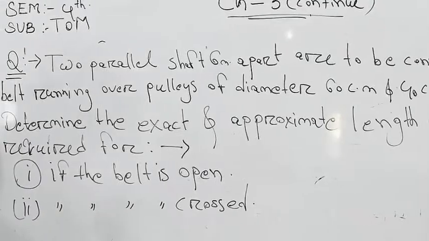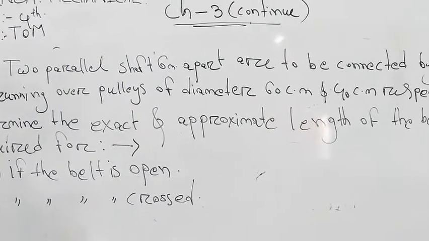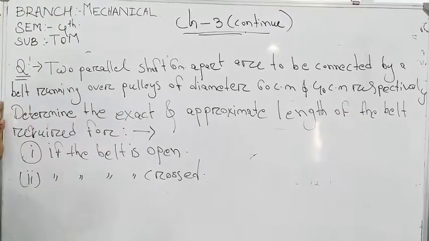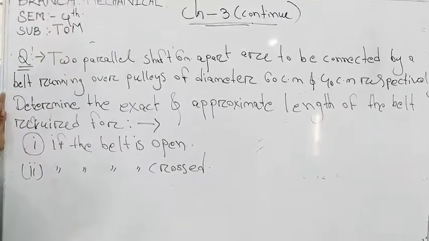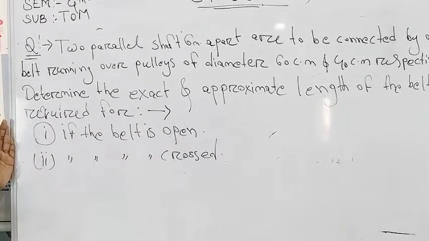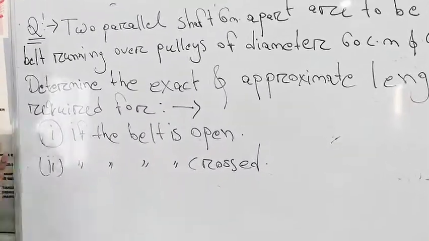Two parallel shafts 6 meter apart are to be connected by a belt running over pulleys of diameter 60 cm and 40 cm respectively. Determine the exact and approximate length of the belt required if the belt is open and if the belt is crossed. So let's solve it.